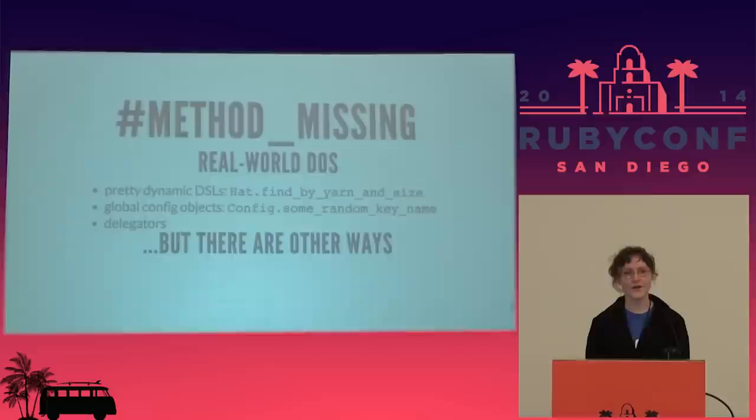Pretty dynamic DSLs are usually better expressed with options hashes than by including arguments within the method name. You can use OpenStruct for extensible config objects. You can use Ruby's built-in delegator classes for delegation. Both OpenStruct and Ruby's built-in delegator classes do use method missing under the hood, but it's hidden under a nice, well-maintained, and well-understood interface. You cannot guarantee that that's going to be true if you roll your own. In fact, usually it's not.